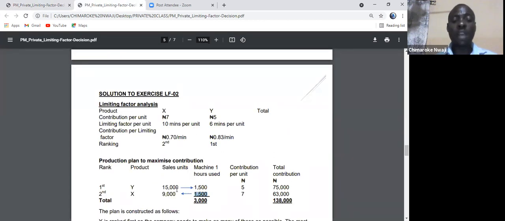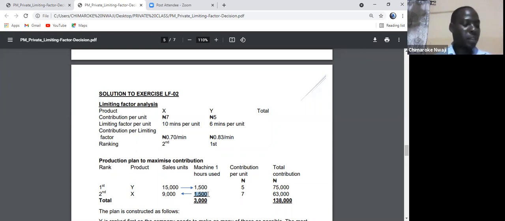So can you see the arrow here? In Y, the arrow was moving from left to right. But when we get to the last one, when we have a balancing figure here of 1,500, we no longer move from left to right. We move from that balancing figure, start moving leftward. We ask ourselves, how many sales units can we do in 1,500 hours?